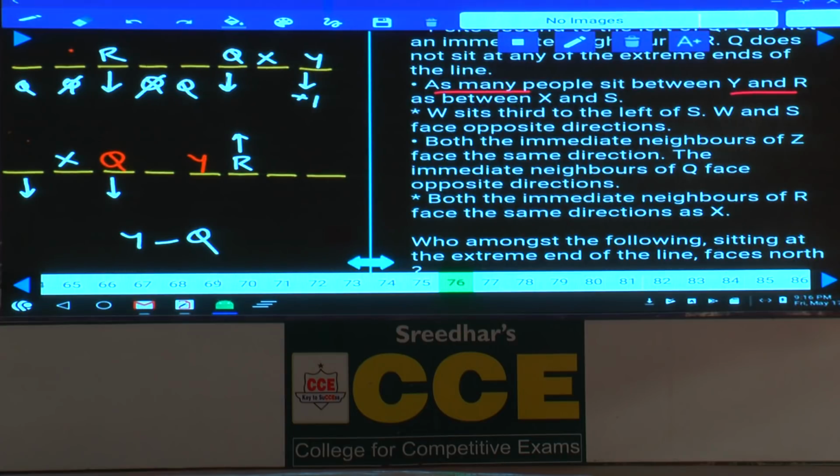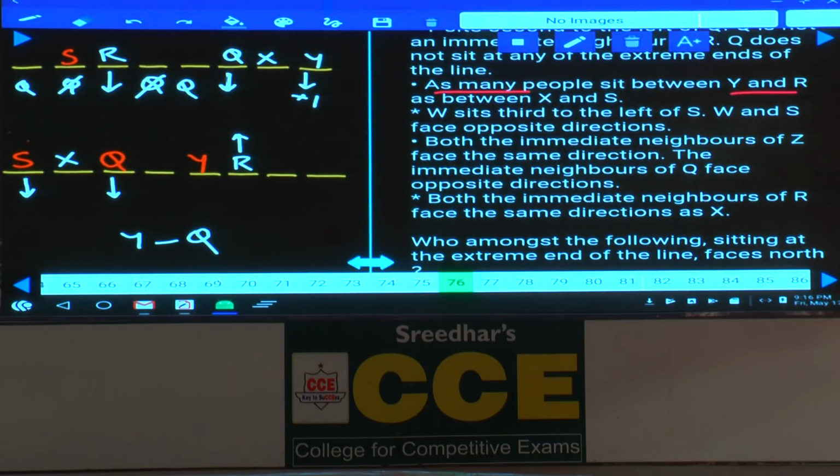Are you following this one or not? S is here. Now here in this one, between Y and R there is no person, so between X and S also there should not be any person. Hence S and X must be adjacent to each other. Are you following this one or not? As many people between Y and R as between X and S.